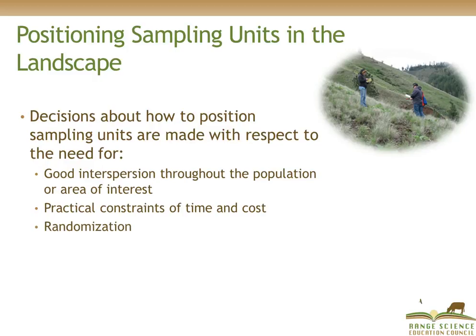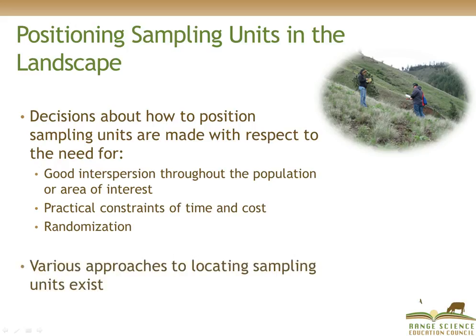Decisions about positioning sampling units are made with respect to the need for good interspersion of sampling units throughout the population or area of interest. And so they are influenced by the type of vegetation, the spatial distribution or patchiness of the vegetation, as well as the size of the area of interest. It's also influenced by practical constraints of time and cost, as well as the need for randomization. There are various approaches to locating sampling units, and we're going to examine the most common approaches here.